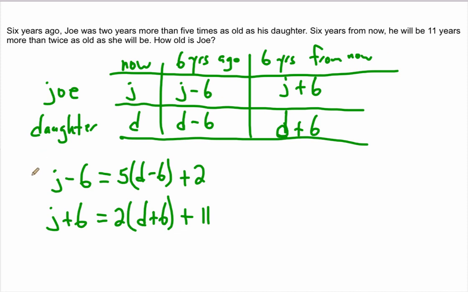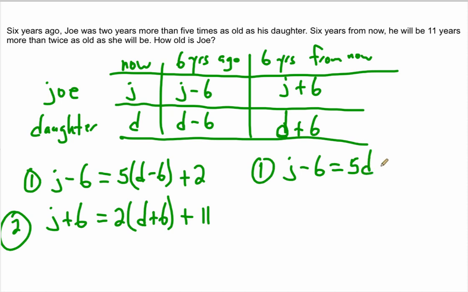So let's just deal with equation 1 for a while here. So this is equation 1, equation 2. So I'm going to move over here. First thing I'm going to do is equation 1, I'm going to do the distributive property with that 5. So j minus 6 equals 5d minus 30 plus 2. Now I'm going to add 6 to both sides. J equals 5d. And now we have minus 30 plus 2 is already minus 28. And then we're going to add that 6, so it's minus 22.